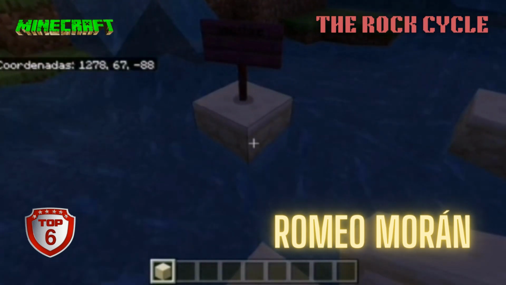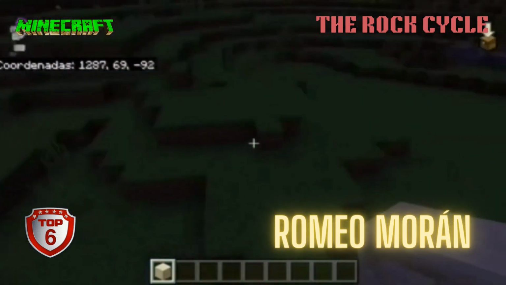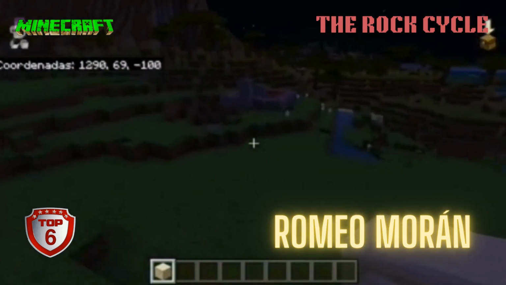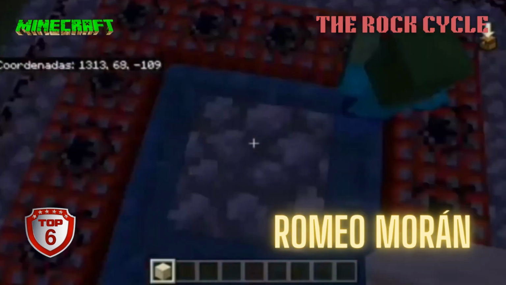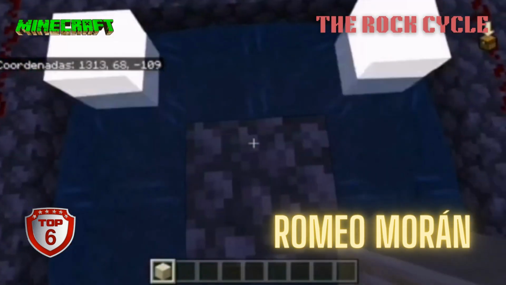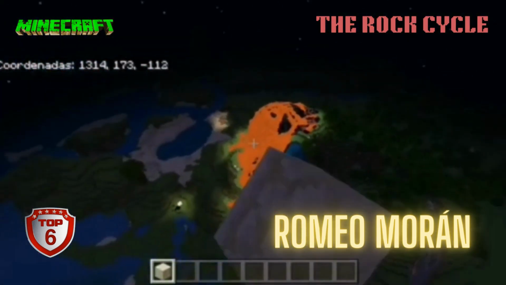Okay. And let's go to the canyon. This is my volcano and the river of sedimentary rocks. Oh, he's a zombie. 1, 2, 3, let's go!